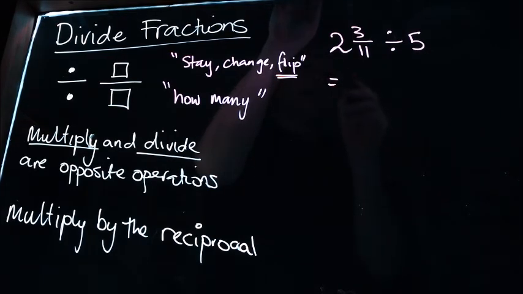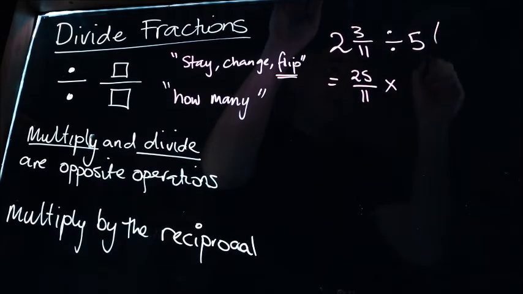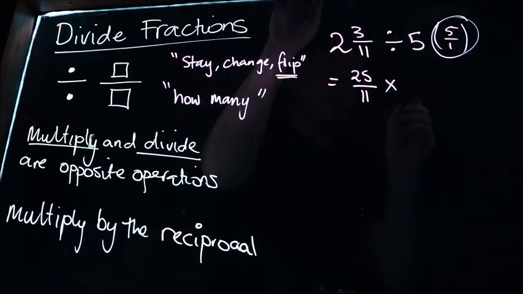We need to turn this mixed number into an improper fraction. 2 times 11 is 22 plus 3 is 25. That's going to work nice because look what happens next. We're going to change that sign, and I'm thinking about this as 5/1, okay? So when I flip it, it'll change to 1/5.